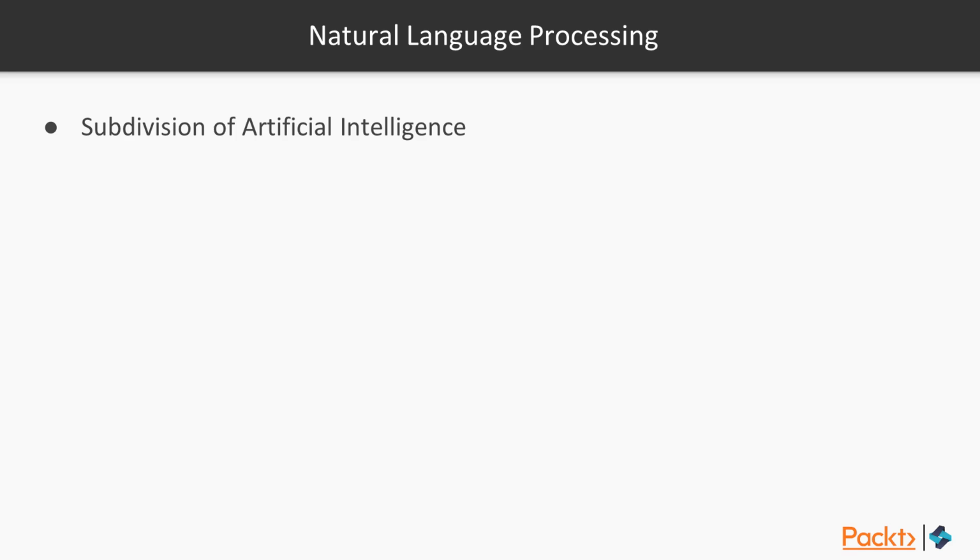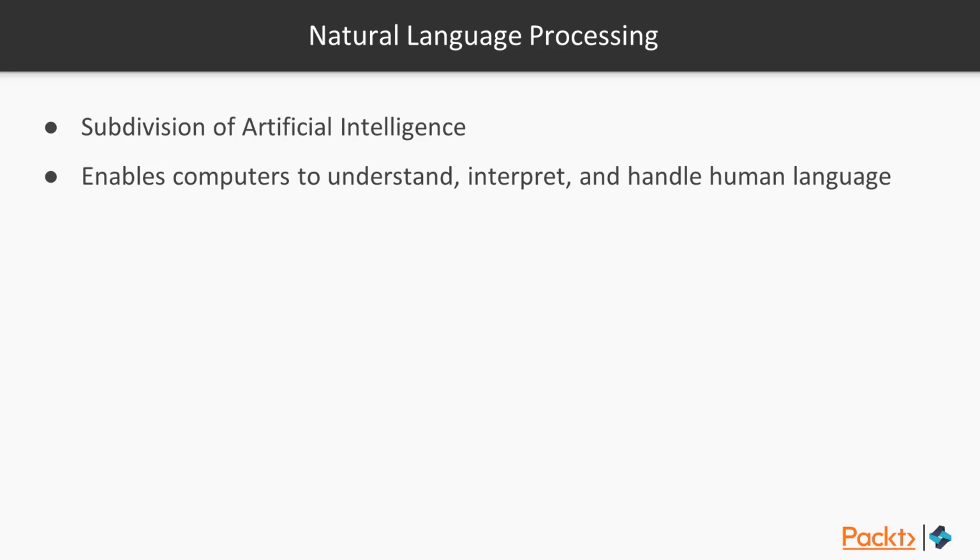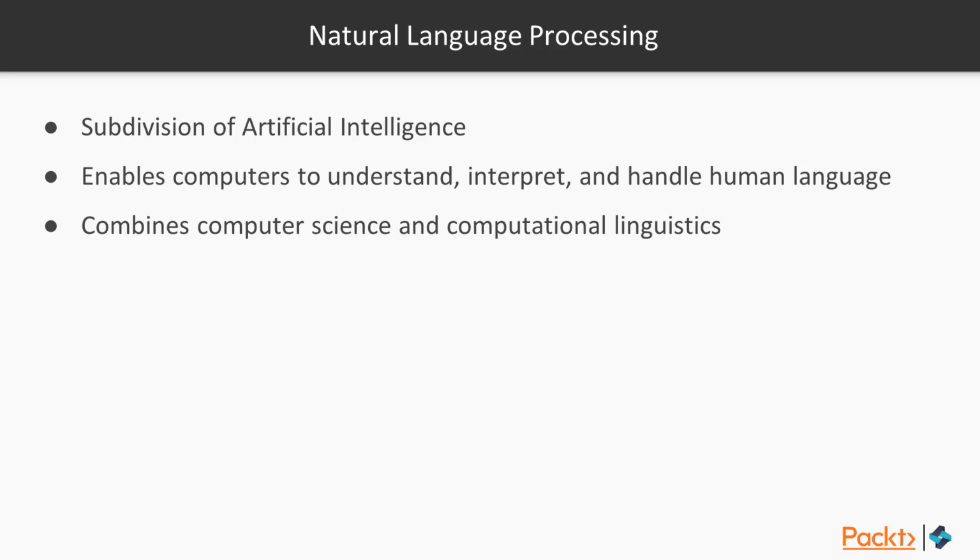Basically, natural language processing, or NLP, is a subdivision of artificial intelligence. It focuses on enabling computers to understand, interpret, and handle human language. Moreover, NLP combines computer science and computational linguistics to track and fill the gap between human communication and computer understanding.